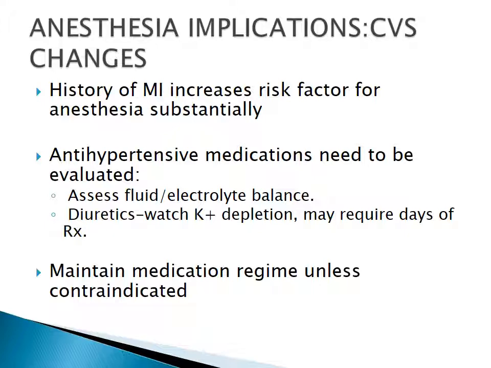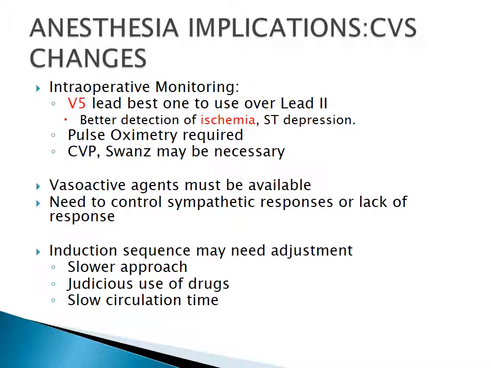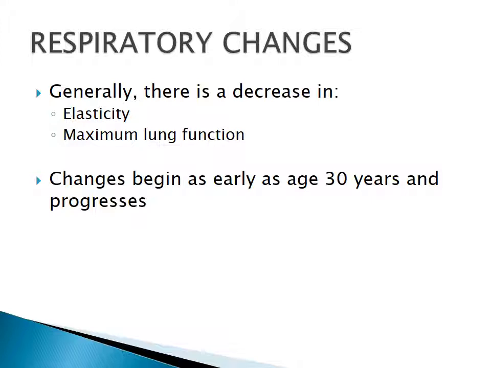Respiratory changes. We have all kinds of issues related to what happens with these older folks. Their lungs are not as elastic, and this is something that's a process of aging. So it's not a comorbidity per se. It's not like emphysema or COPD or chronic bronchitis. It is just part of aging.